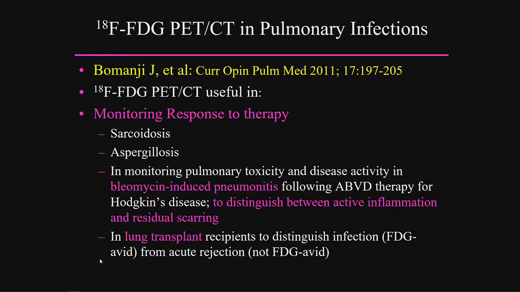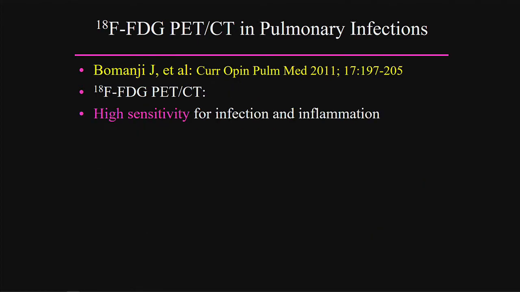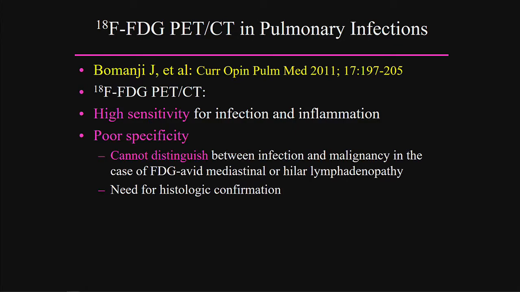They also found that FDG PET-CT was useful in monitoring response to therapy in sarcoid, in aspergillosis, in pulmonary toxicity and disease activity in bleomycin-induced pneumonitis following therapy for Hodgkin's, to distinguish between active infection and residual scarring, and that it could also be used in the lung transplant recipient to distinguish infection, which is FDG avid, from acute rejection, which is not FDG avid. But they concluded that although the use of FDG PET-CT had high sensitivity for infection and inflammation, it has poor specificity and cannot distinguish between infection and malignancy in the case of FDG-avid mediastinal or hilar lymphadenopathy, and you often need histologic confirmation.